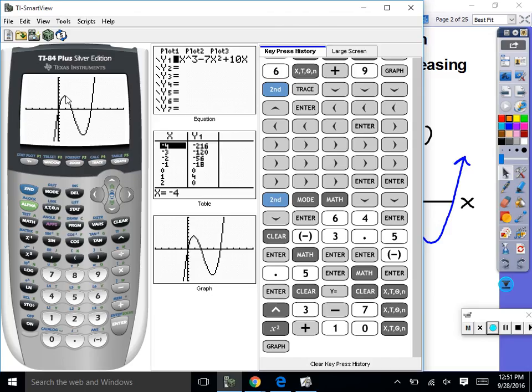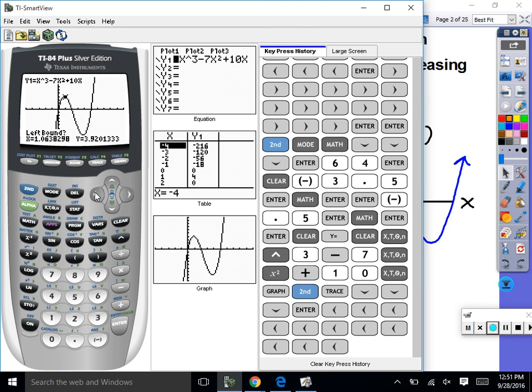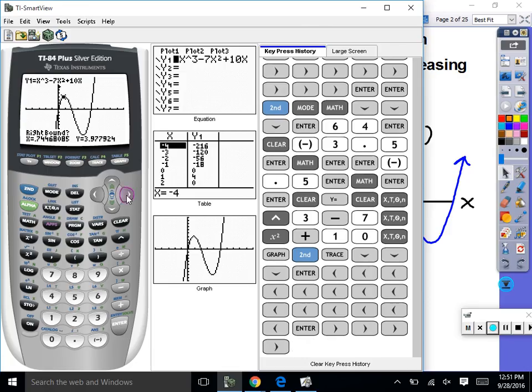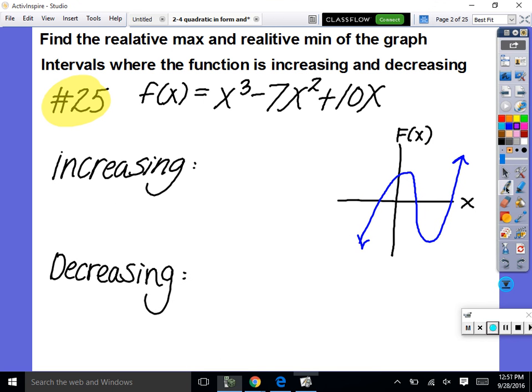Now this is a max and this is a min, correct? We're going to choose which one we're going to find first. Let's find the max first. You'll hit second trace, go to max, hit enter. Now it's saying left bound. I've got to scroll and be left of the max. Anywhere left will work. I hit enter. Right bound, scroll right, hit enter. It says, do you want me to guess? We hit enter again. So you get 0.88, 4.6. So I'm going to write that down. Right here was 0.88, comma 4.6.